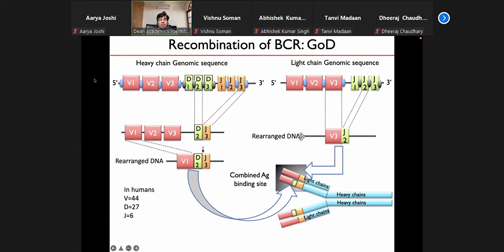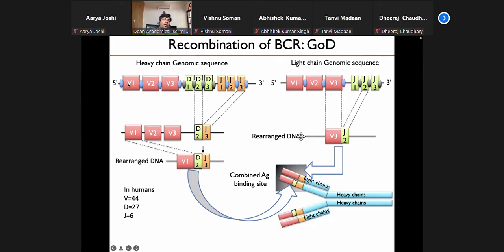And this is basically for the heavy chain. For the light chain, you don't have a D segment here, so you have only V and J, right? And then you also have these other, for example, oval structures. There are different names for these. We call them recombination signals, or RSS, recombination signal sequences.